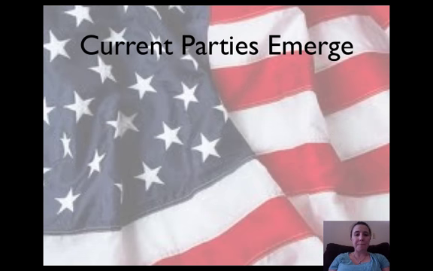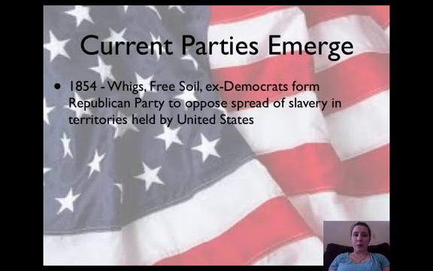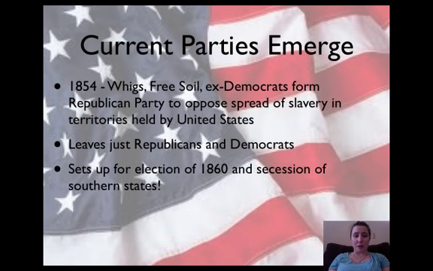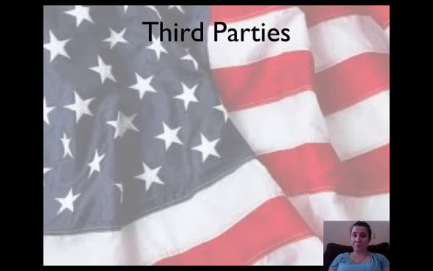In 1854, various Whigs, Free Soil, and ex-Democrats would form the Republican Party, which opposed the expansion of slavery in U.S.-held territories. This would then leave just the Republicans and Democrats as the last two, if you want to call it men standing, for parties at this point in time, because the Whigs and the Free Soils had been absorbed into the Republican Party. With the emergence of these two political parties, it sets America up for the election of 1860 of Abraham Lincoln, secession, and the Civil War.